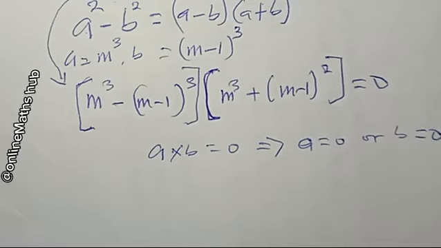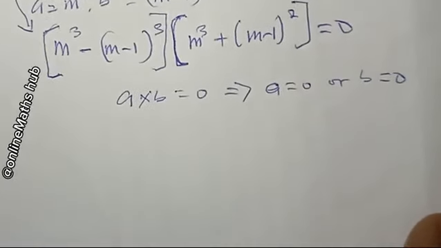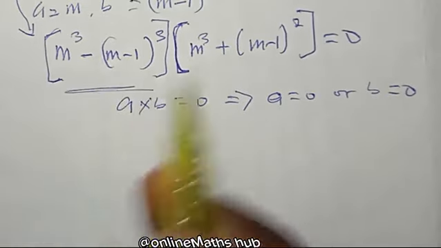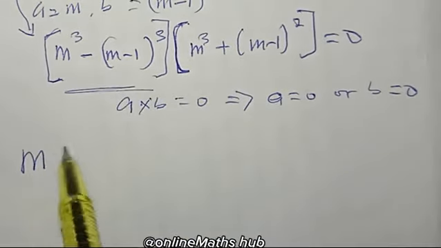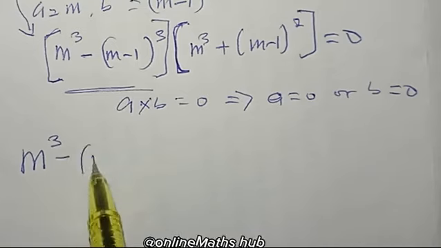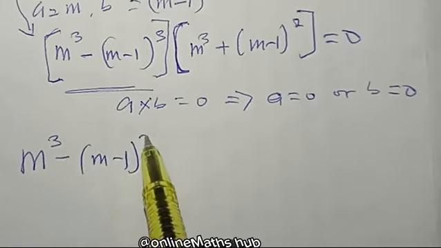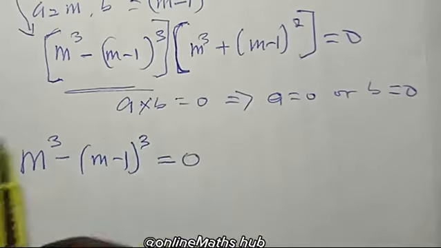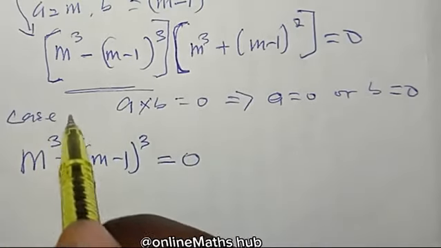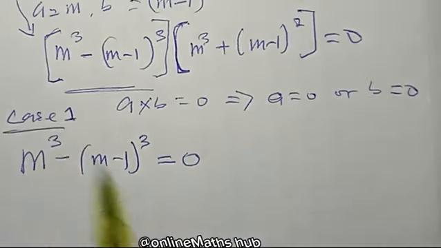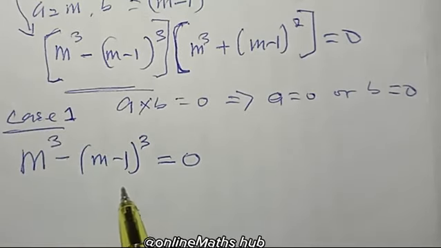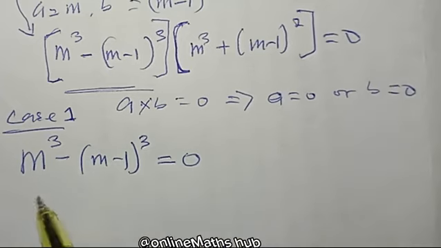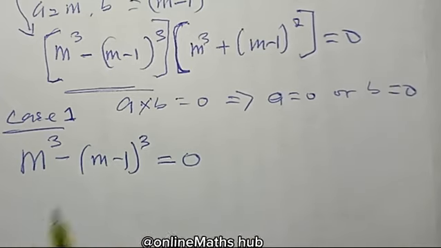So we want to find out which of these terms will be equal to 0. Picking this first case right here, I'm going to be having m cubed minus (m minus 1) raised to power 3 is equal to 0. Let me call this case number 1. We're going to simplify this and then find out the value of m that can make this term equal to 0.